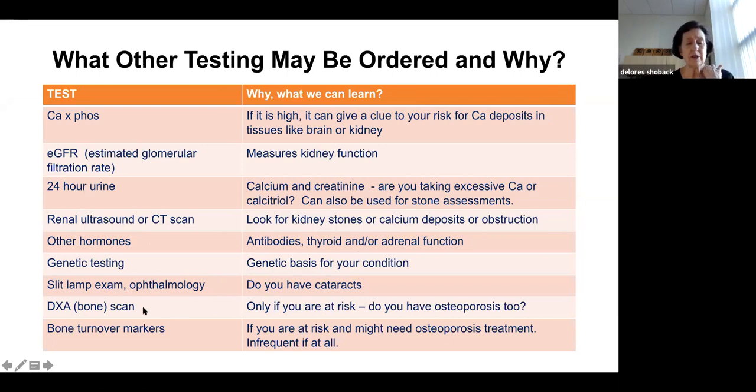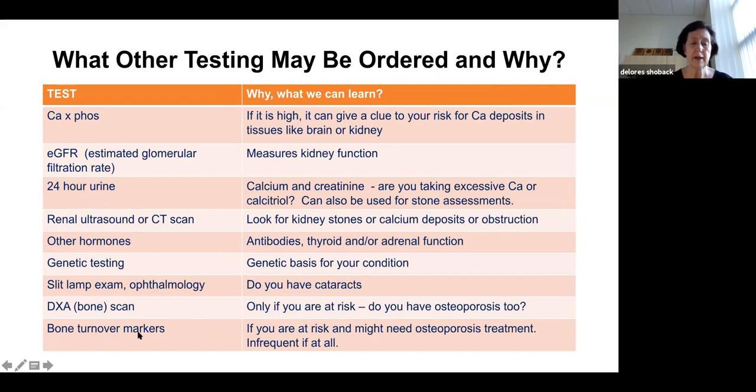Lots of times questions come up, should I be getting a bone scan or a DEXA scan every year? And it's important to know, not every year, and only if you're at risk. For example, if you're a postmenopausal woman with osteoporosis, or you might have osteoporosis, that's a situation where we're getting it. But just regular hypopara, you may not need it. And you likely do not need it every year.